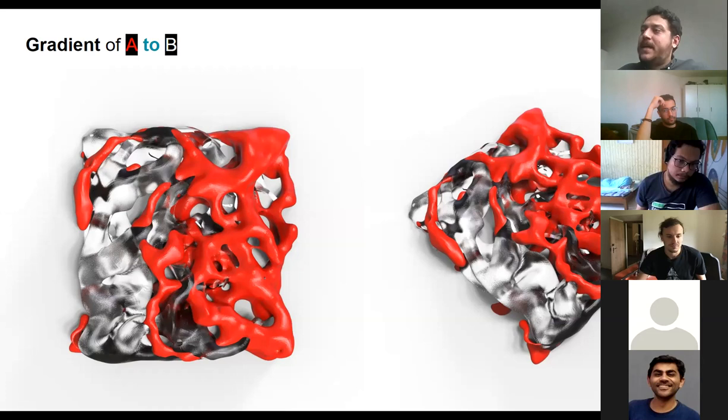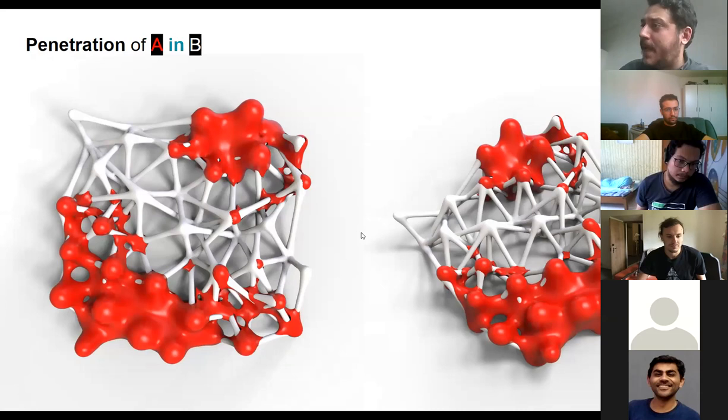So in this case, we have a gradient of A to B where the two materials invade each other. In this case, we are using swarm intelligence to model this. Some of these examples are done in Houdini and some are done in Grasshopper. And then we're going to have tutorials on both techniques. And then another possible way of thinking A inside B. This is an example, for instance, a soft material can grow on top of a bone-like material where the two materials can combine their properties and behavior and their performance.